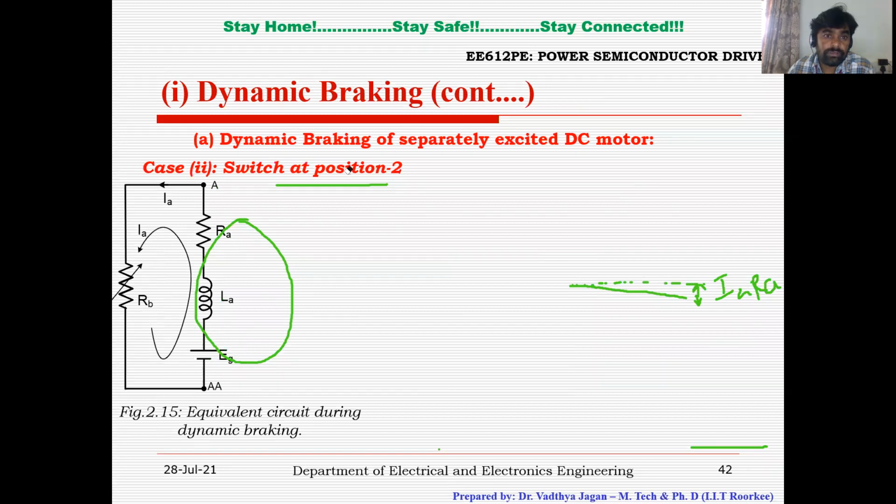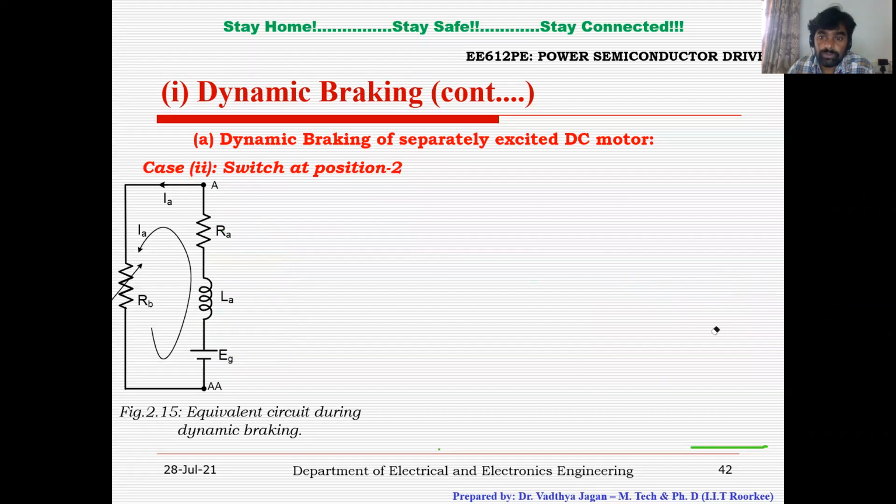If I move the switch to position number 2, now you can see the electrical equivalent circuit. Instead of the battery, where we had connected the armature terminals A and A in position number 1, you now have an external resistor. The switch has moved to position number 2, so you can find the external resistance here. As I told you, the motor is still rotating, so it has some back EMF in it.